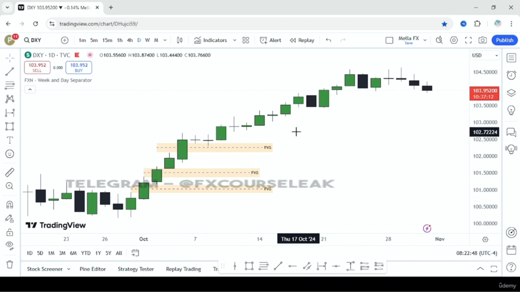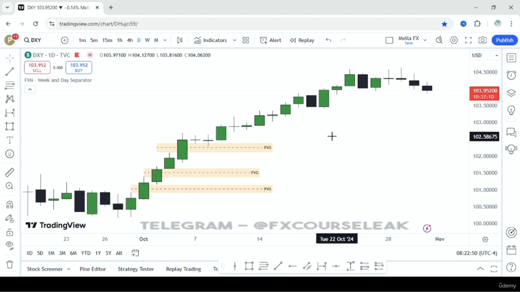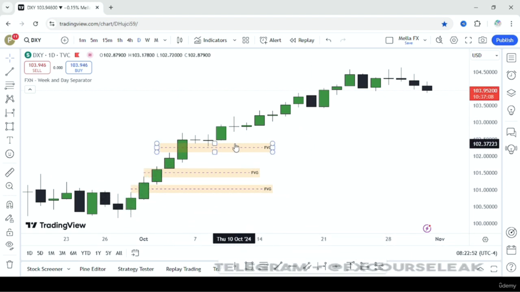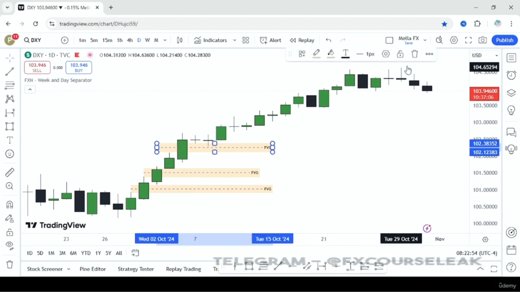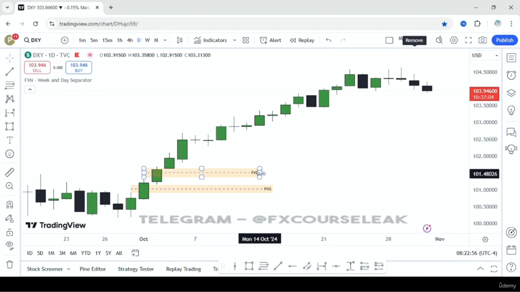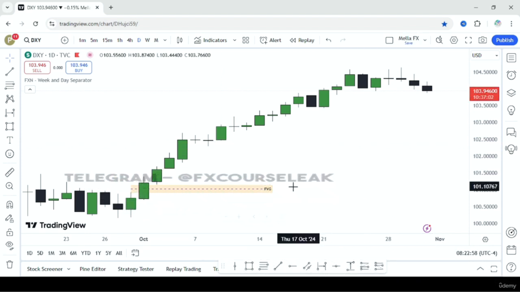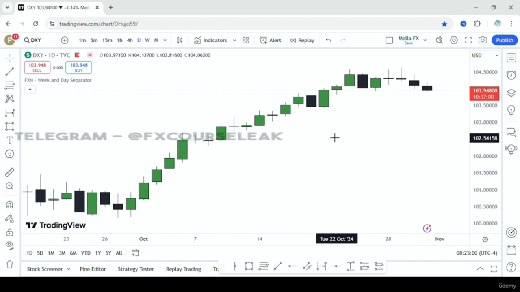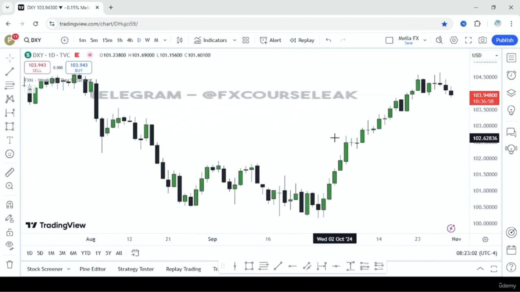So it may act as a support or resistance. There are instances in which you'll find that the fair value gap may act as a resistance or as a support. Let us look at another example.